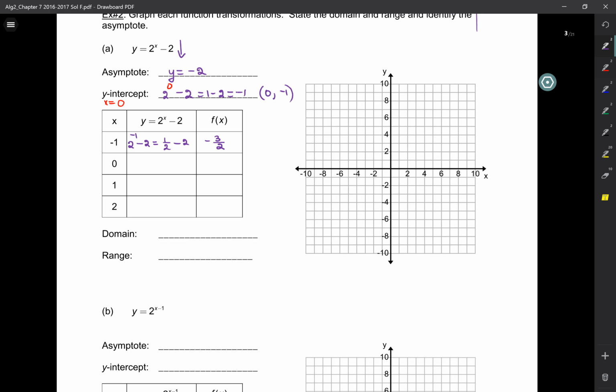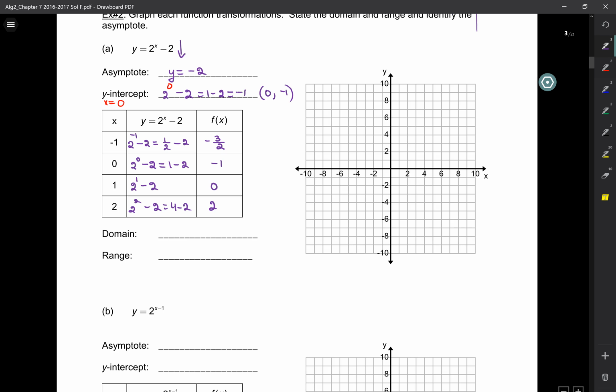We'll work together. Okay, so here I have 2 to the 0 minus 2. How much would that be? 1 minus 2, -1. 2 to the 1 minus 2, anybody? -1 or 0? 0. 2 to the 2 minus 2? Right, 4 minus 2 is 2.